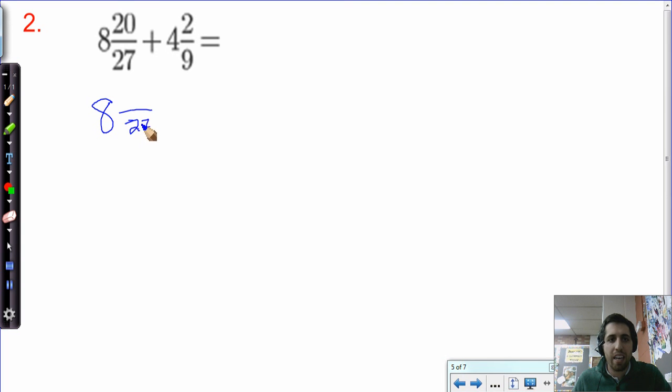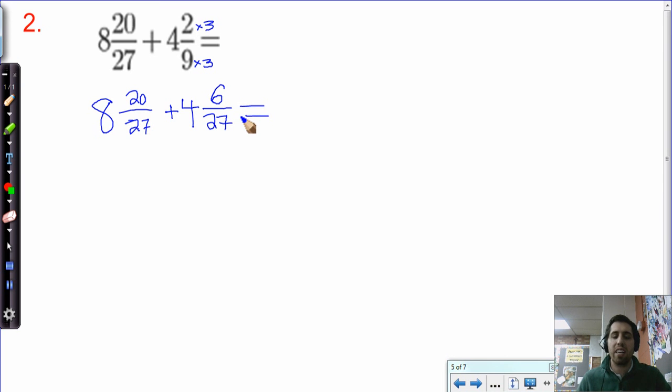So 8 and 20/27 will stay the same. We're going to add 4, and we want to make this a mixed number. We need to create an equivalent fraction for 2/9 such that our new denominator is 27ths. Well, what do we multiply 9 by? We multiply 9 by 3 to get 27, so an equivalent fraction would have to have 2 multiplied by 3, or it would have to be 6.